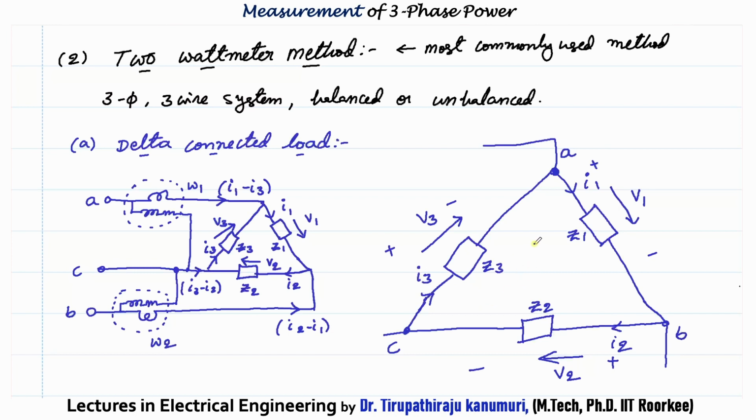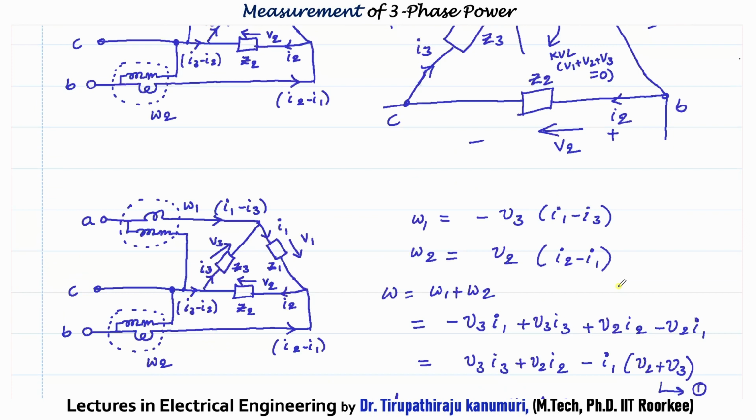Before proceeding, let us see one more thing. Let us apply the KVL within this loop. KVL tells that the sum of the voltages within a particular loop will be equal to 0. You can start from any one point. This will be V1, then V2, V3, because all are in the same direction. You can see they are adding to each other. So this will be V1 plus V2 plus V3, and that will be equal to 0. That is KVL, so please remember this.